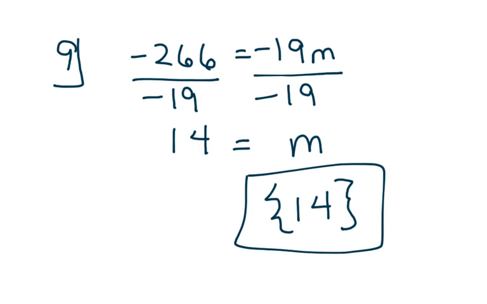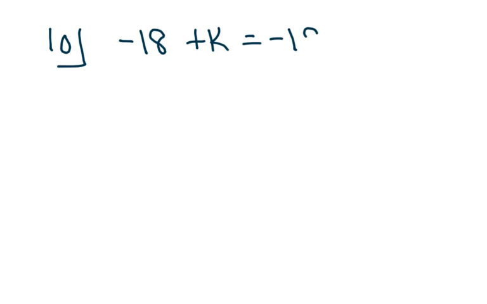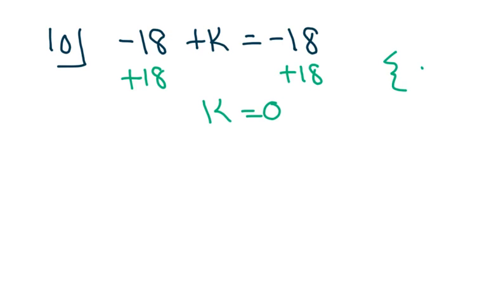That's my answer. And the last one is -18 plus k equals -18. I find students miss this kind of problem a lot. Just be careful. Here, all we're going to do is opposite of -18. So this means take away. We're going to add 18 to both sides. So that's going to be k equals 0. And my solution set is 0.